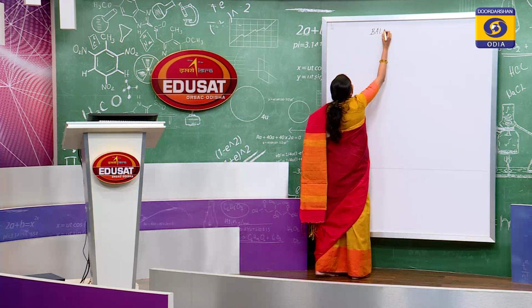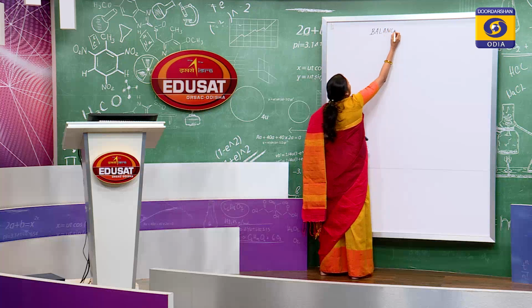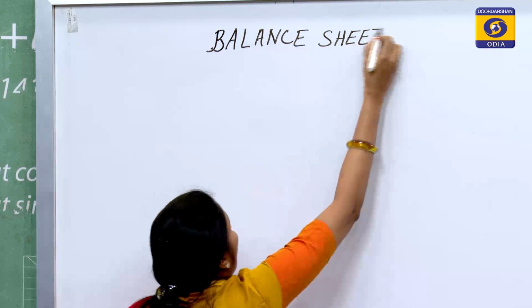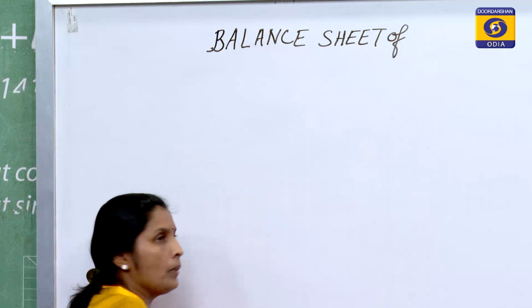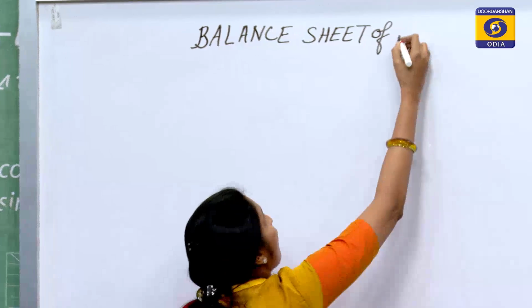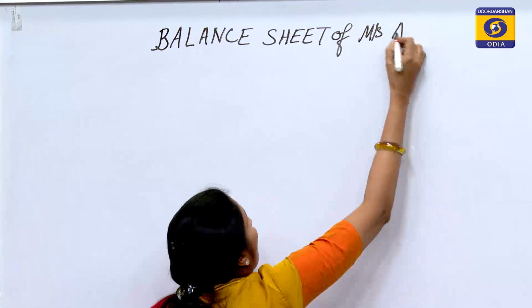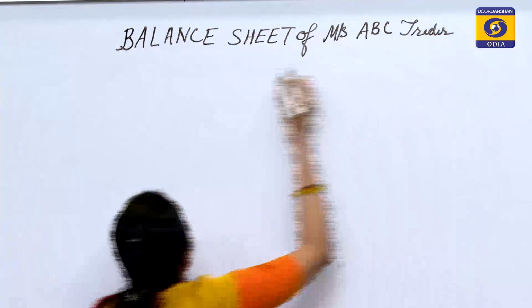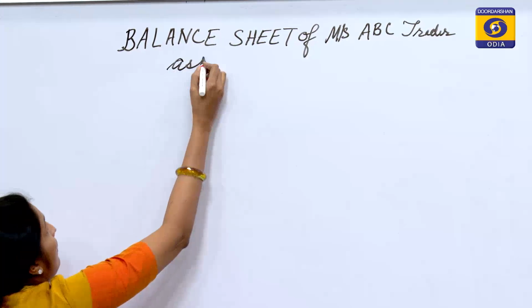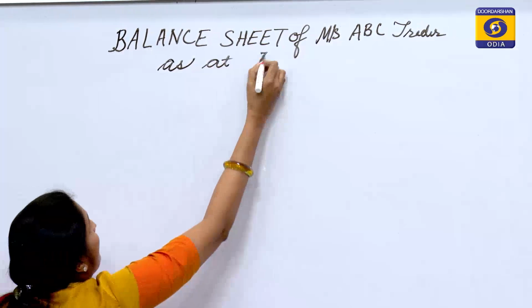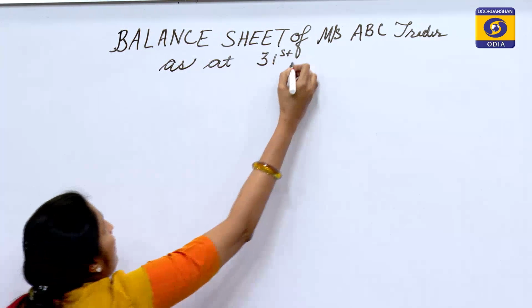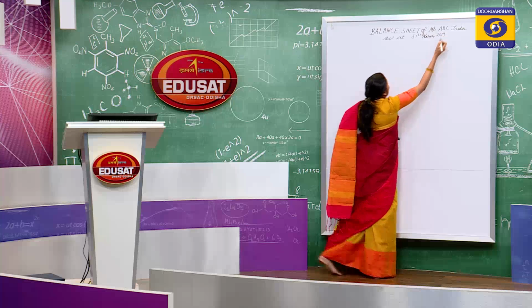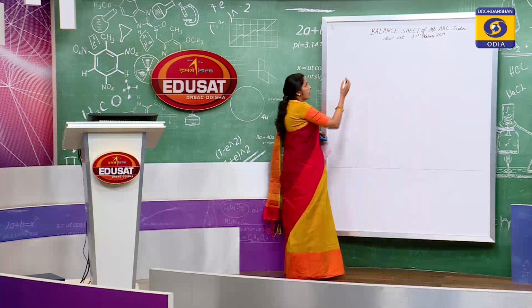Balance sheet of, here we are given the name, let's say, Messrs ABC Traders, as at 31st March 2019, or you can write 31/03/2019.